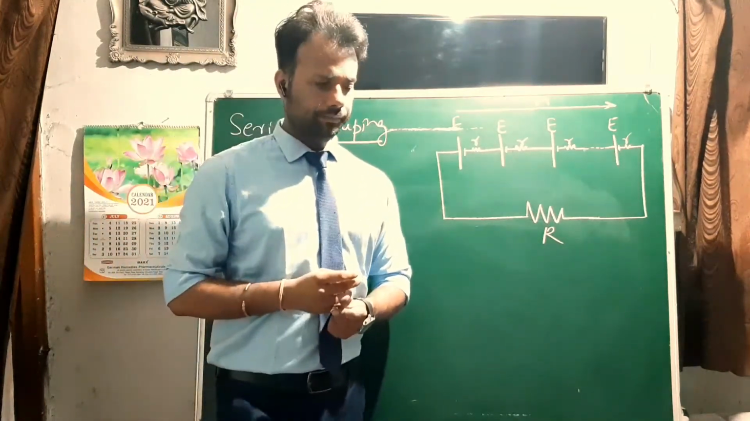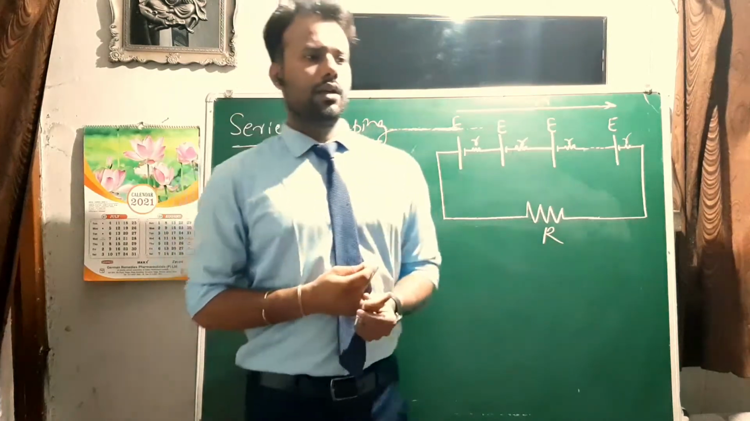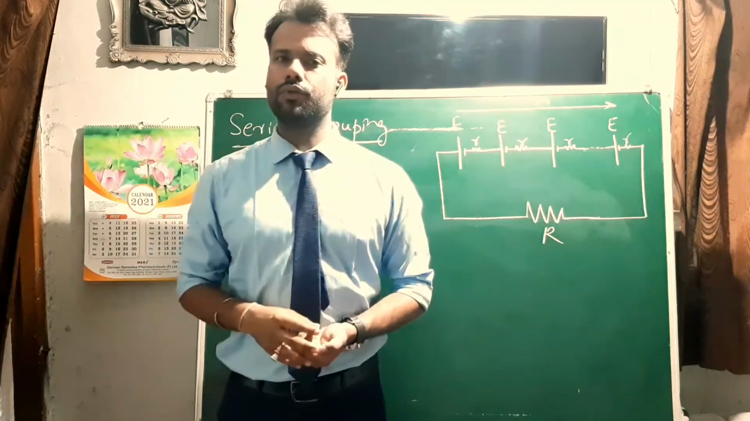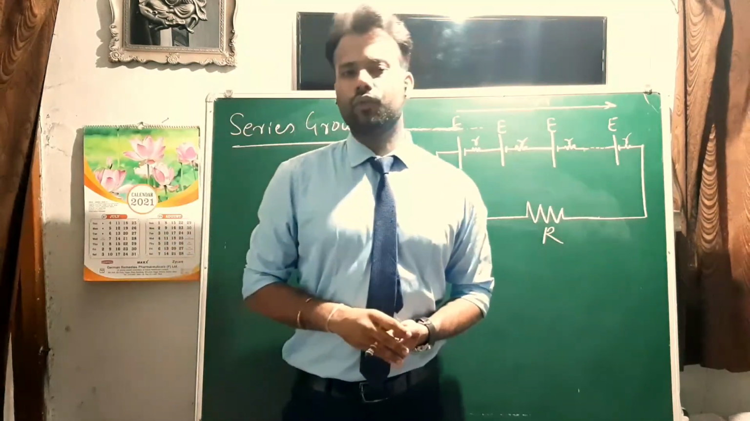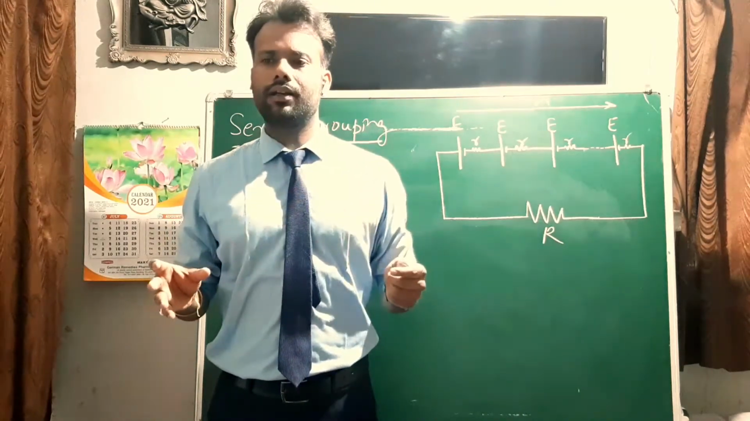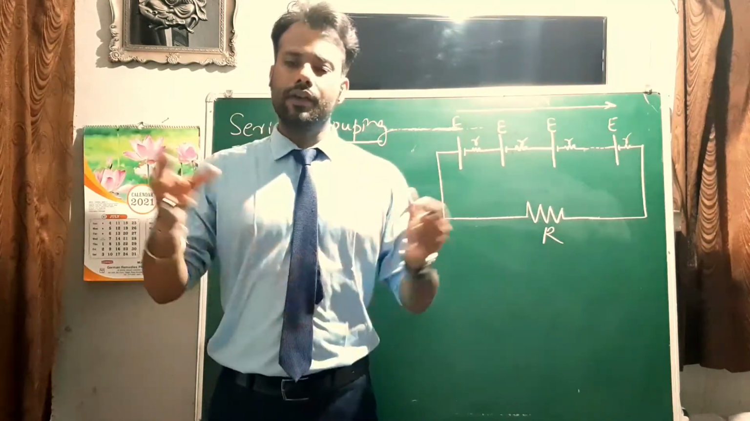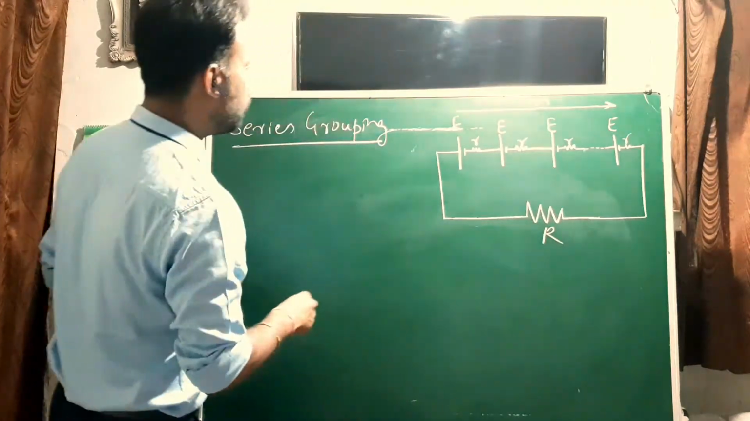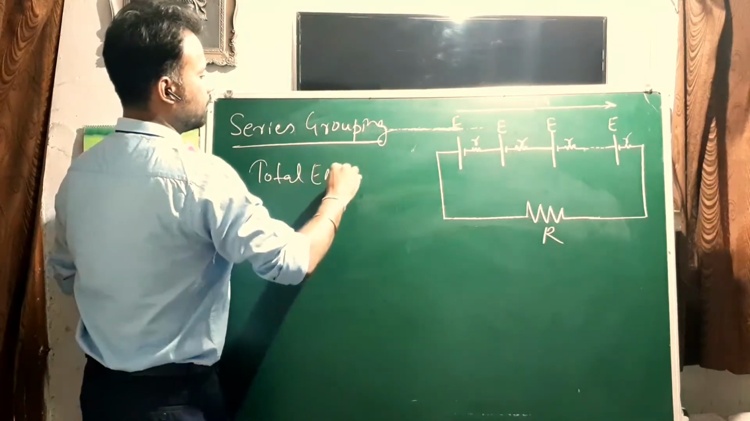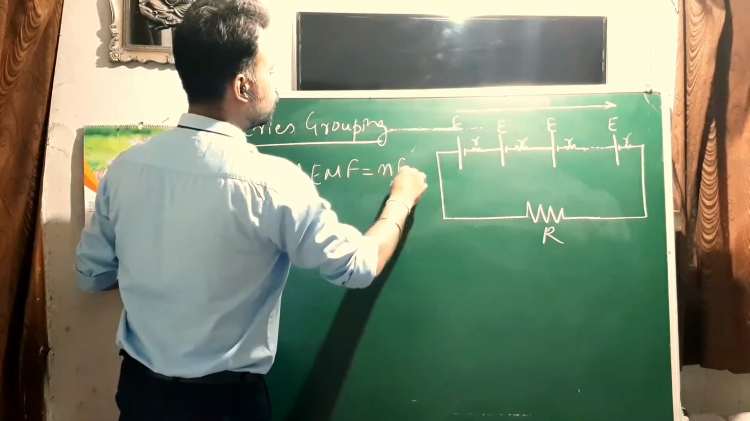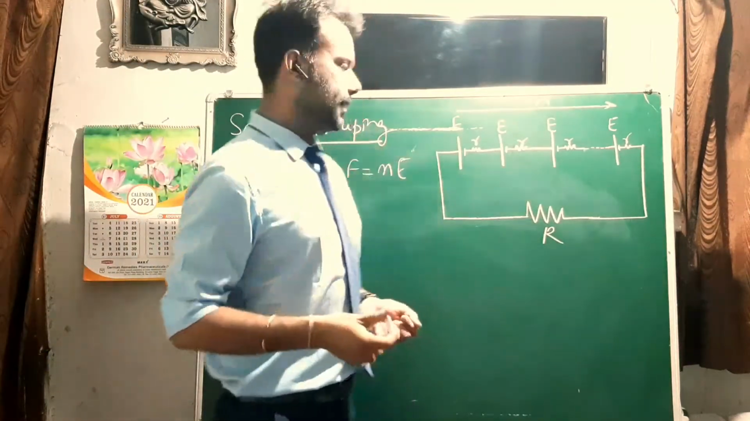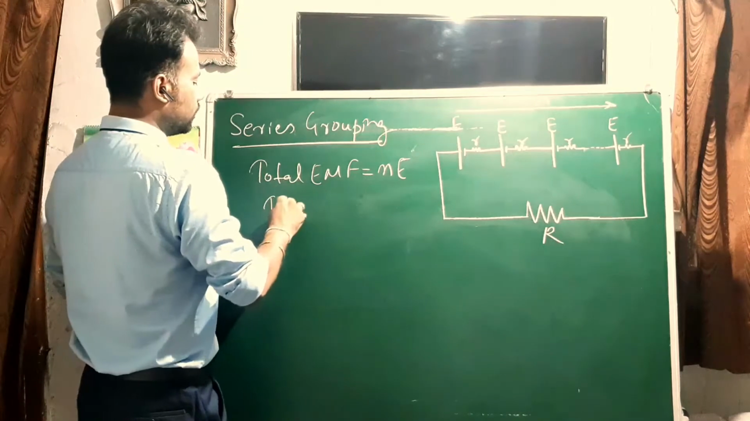So you know that when cells or any potential source are connected in parallel, then the voltage across each terminal will be the same. But when these sources are connected in series, then their EMF adds up, right? So what will be the total EMF in this case? Total EMF will be N into E, because we have N number of cells and each cell has EMF E, right?